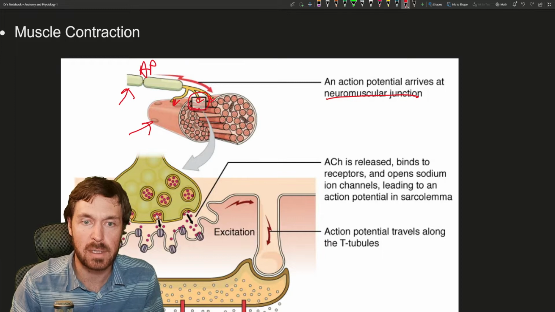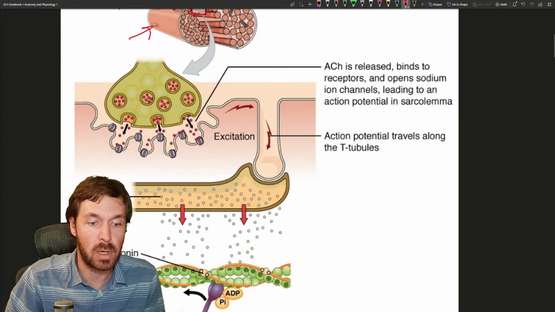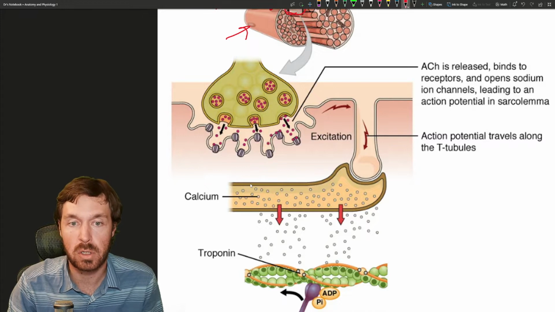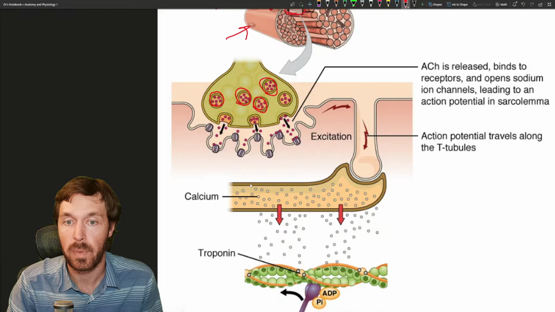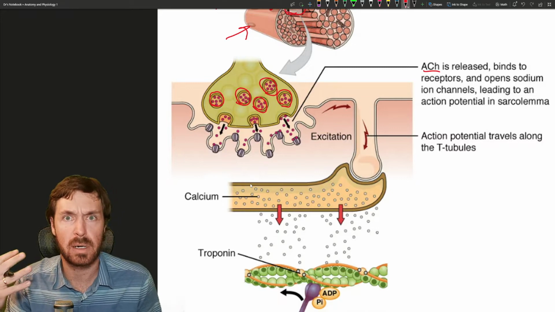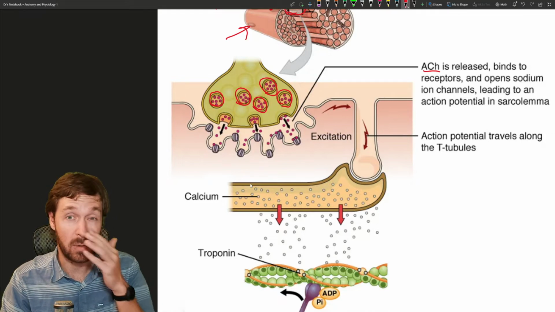Here, this box is zooming in to what's happening. So let's slide back over here. In that neuromuscular junction, you have these little vesicles that are packaged with a chemical. This chemical is known as ACH, or acetylcholine. Acetylcholine is a neurotransmitter. A neurotransmitter is a chemical transmitter of the nervous system. So it sends a neurotransmission. It's sending a signal.